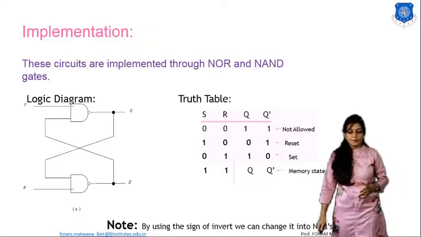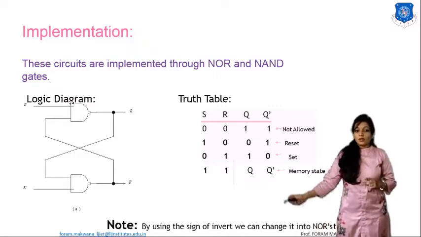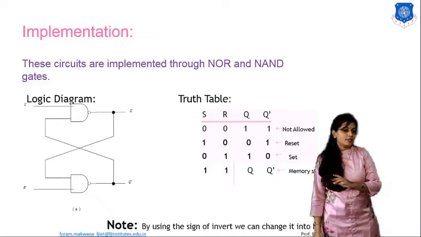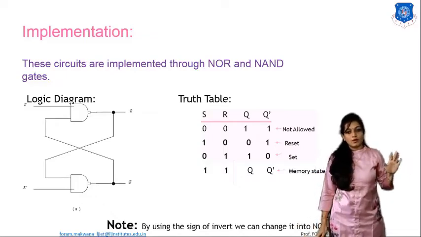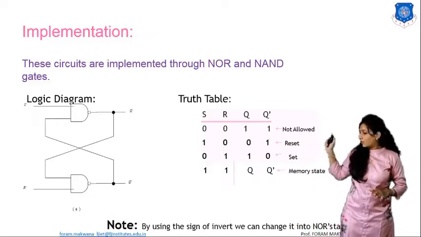Alright, that's why if both the outputs Q and Q dash are 1, that means it is not allowed. Alright, so that's why the first step is not allowed.